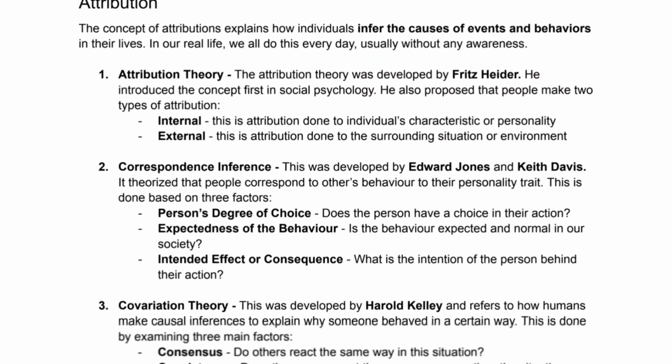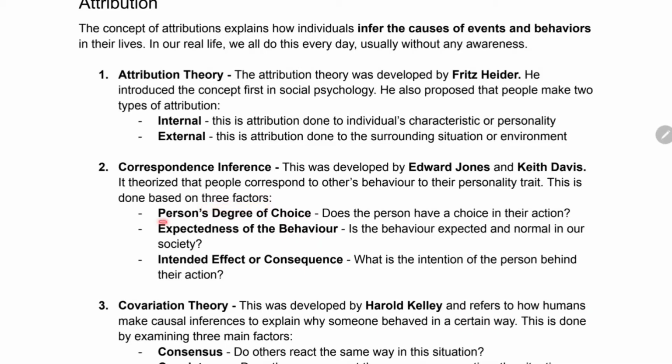The second theory is correspondence inference. This was developed by Edward Jones and Keith Davis. This theorized that people correspond others' behavior to their personality trait. Basically, humans see other people's behavior and then they link it to their personality. This might look as something very common, but Jones and Davis highlight three factors for making this correspondence.